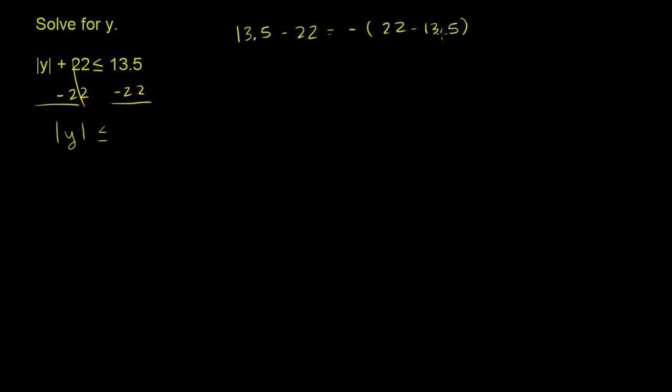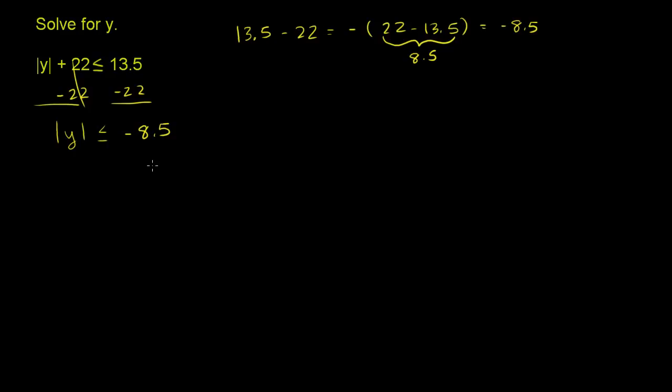And 22 minus 14 is 8. So the difference between 22 and 14 is 8. So the difference between 22 and 13.5 is going to be half more than that. So this right here is 8.5. So it's going to be negative 8.5. So we get the absolute value of y is less than or equal to negative 8.5.